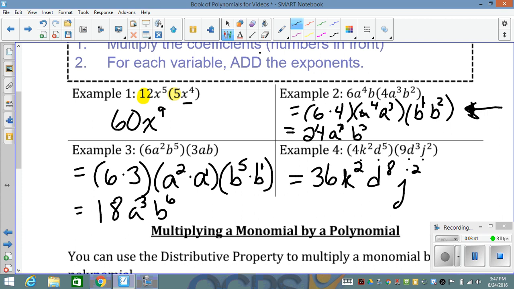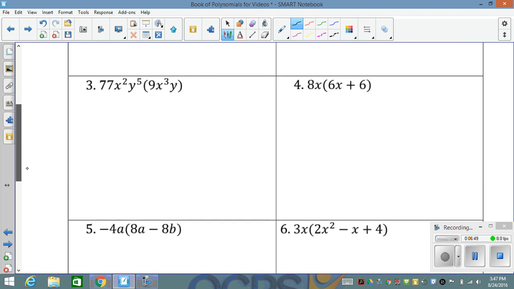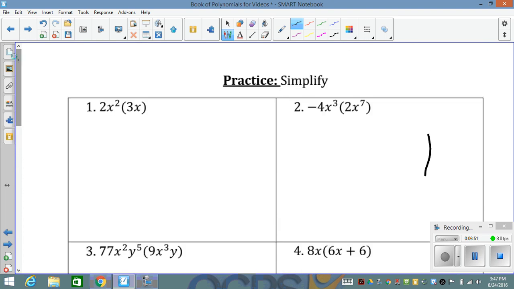Okay, if you look at the next page, we have a couple of these examples, monomial times monomial. So number 1, number 2, and number 3. If you want to pause and work those, you can. And then we're going to talk about the distributive property. So if you want to pause and work those, go ahead.